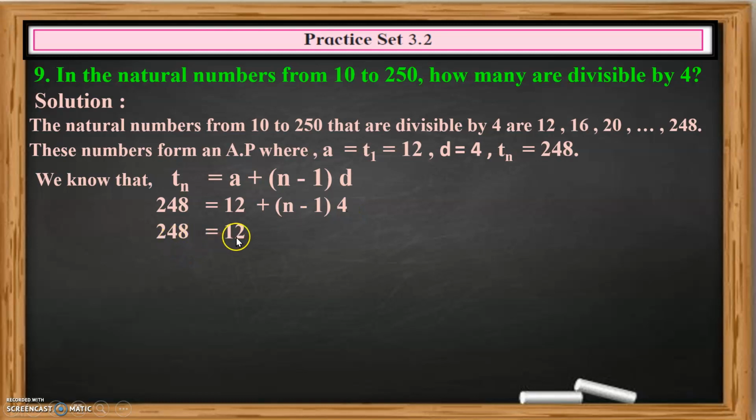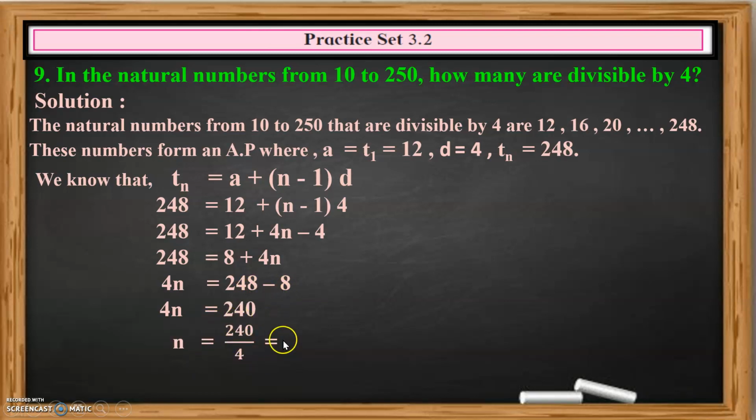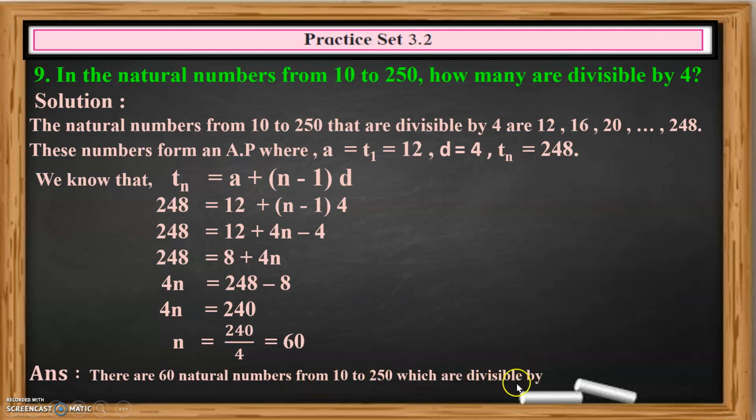Opening the brackets, you will get 12 plus 4n minus 4. Next step, 248 is equal to 8 plus 4n. So 4n will be 248 minus 8, so 4n will be 240, n will be 240 upon 4 equal to 60. Answer: there are 60 natural numbers from 10 to 250 which are divisible by 4.